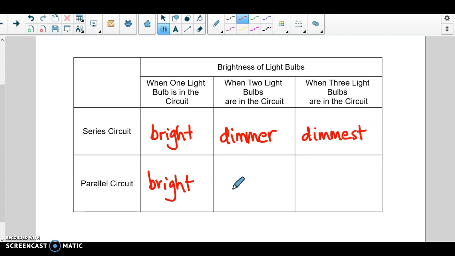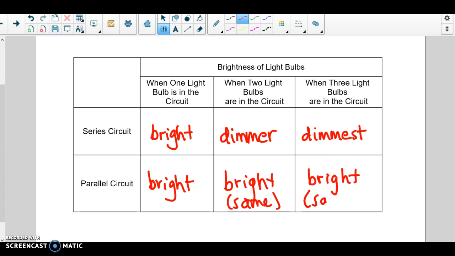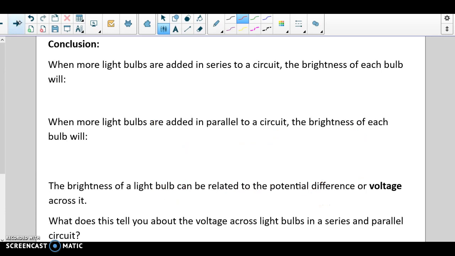In contrast, when you add 2 light bulbs in parallel, you should notice no change to the brightness. So this is the same as it was before when you just had 1 light bulb. When you add 3 light bulbs in parallel, you should again notice that there's no change to the brightness. So the brightness of each light bulb is the same as before. Now we're going to go to the concluding statements.